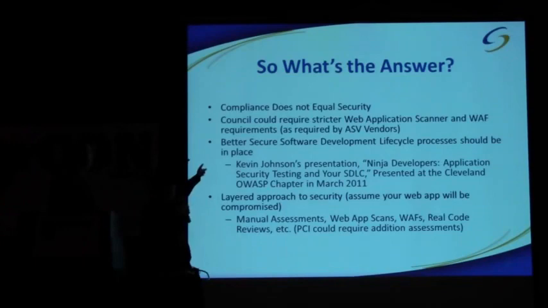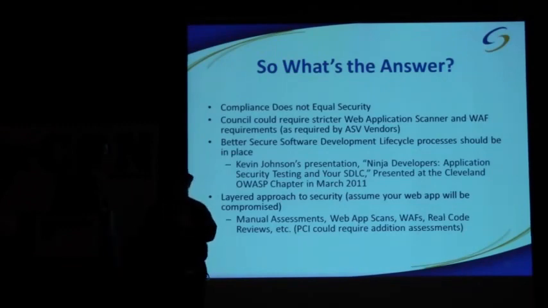And then the second one here, we've already touched on that. The third one here, a better secure software development lifecycle. Companies really should have a good SDLC in place where they're vetting out these vulnerabilities in the early processes. It should actually be part of the very development of the web application, from the design phase of the application all the way through. So we need a real SDLC. There was Kevin Johnson's presentation, Ninja Developers and Application Security Testing, and Your SDLC, that he presented at OWASP.